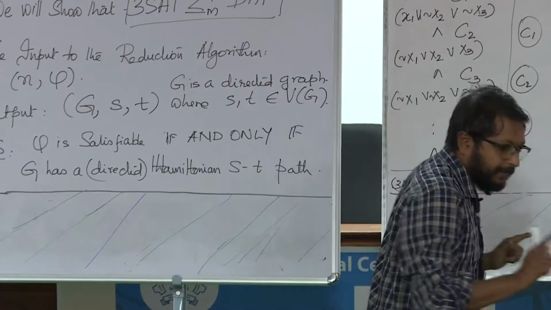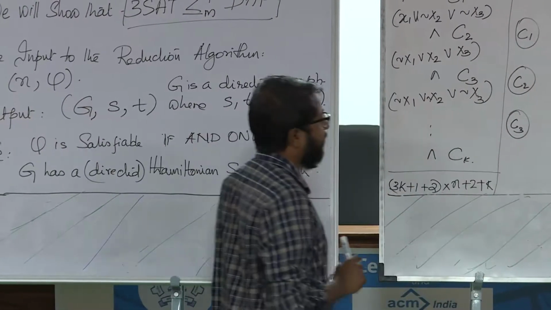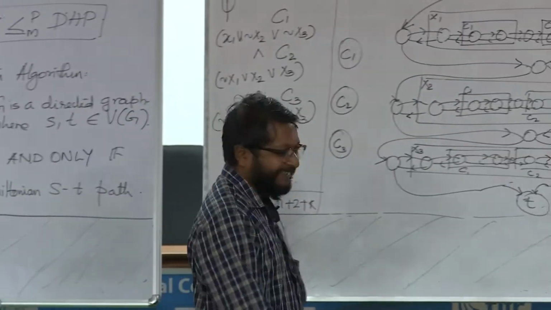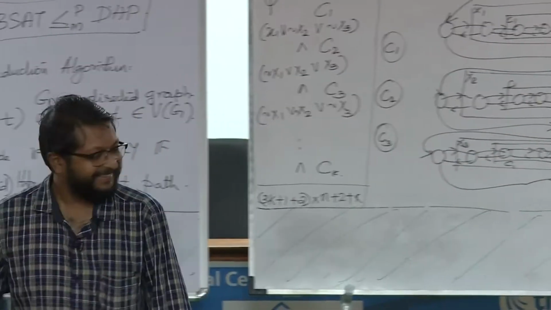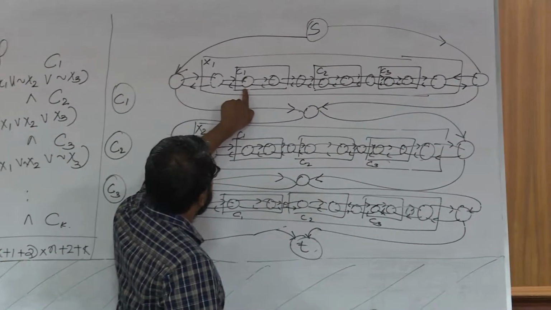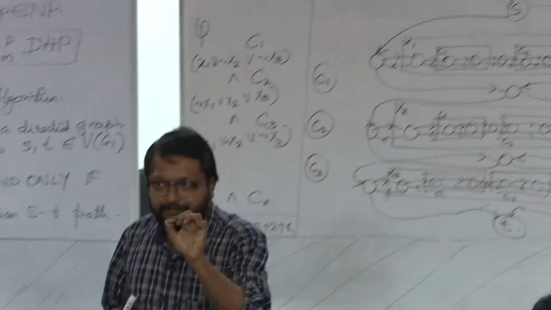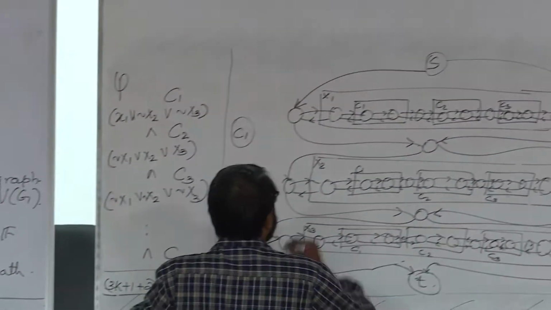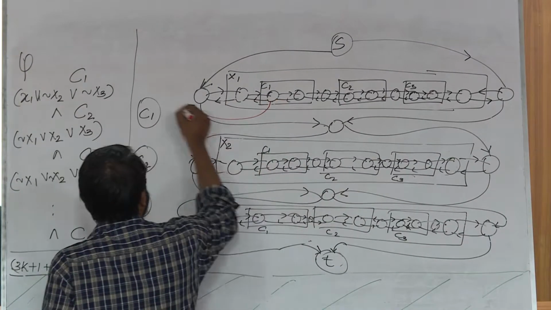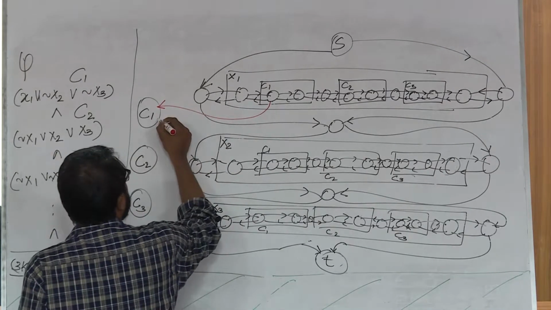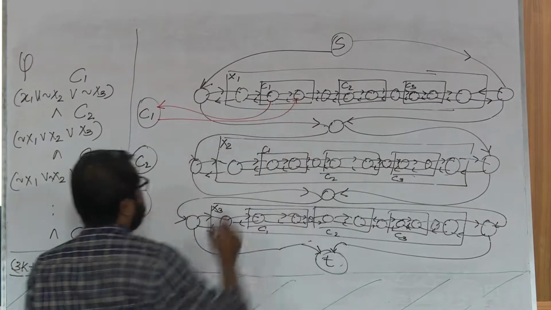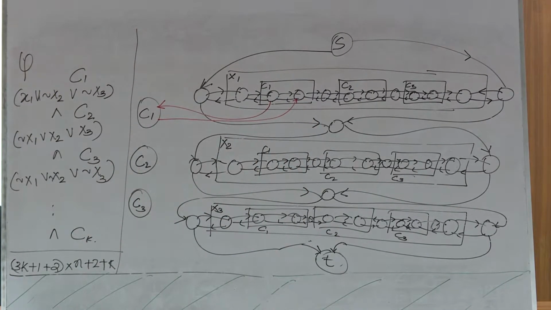What I do is, if x1 is appearing in positive form, that means if x1 is appearing, then I put an edge from the left one to C1 and from here to this one. Is this clear?